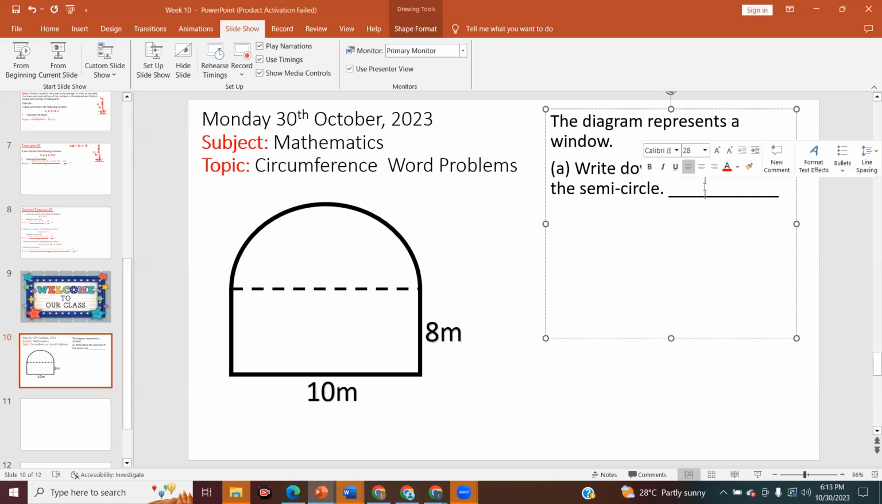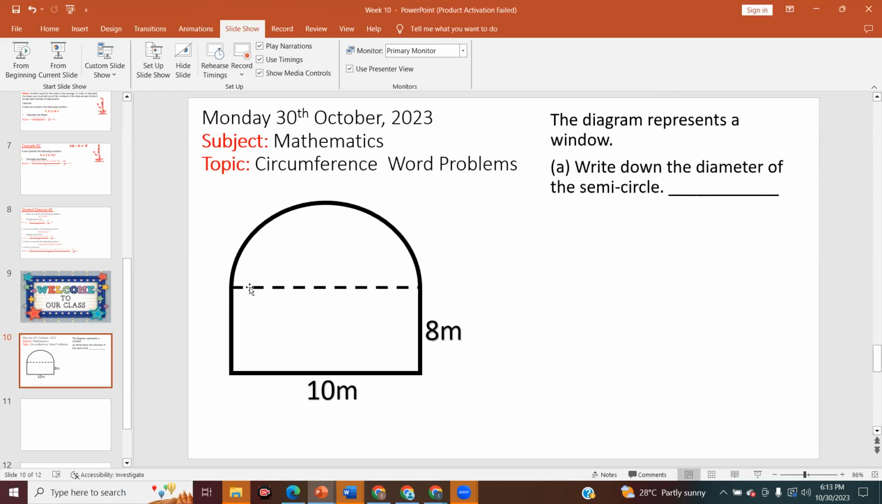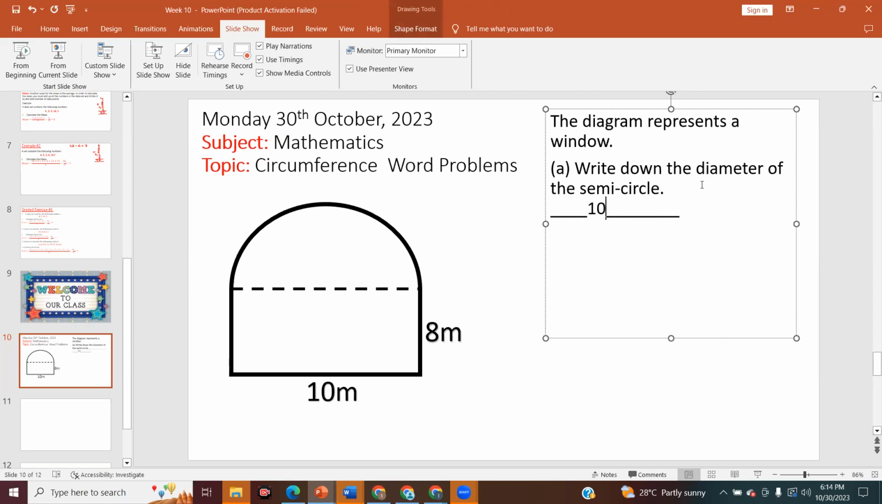So the diameter of the semicircle. This line right here represents the diameter of the semicircle, and it's exactly the same length as this. And so that's why if this is 10, this is also 10. So the diameter of the semicircle is going to be 10 meters.